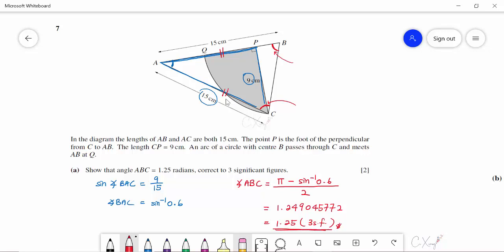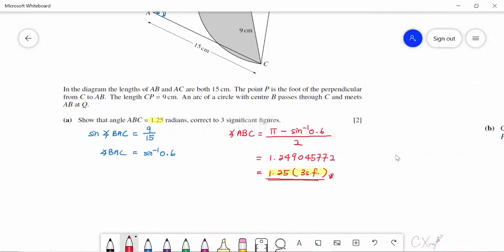And this is aligned with the answer that they want us to prove. Okay, so this is how we solve part A. Maybe for part A, I will try to label everything here. From part A, I already know that this angle is sine inverse 0.6. And these two angles are the same, which is 1.25 radians. Now let's proceed to part B.